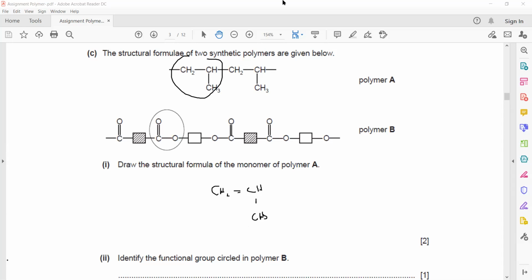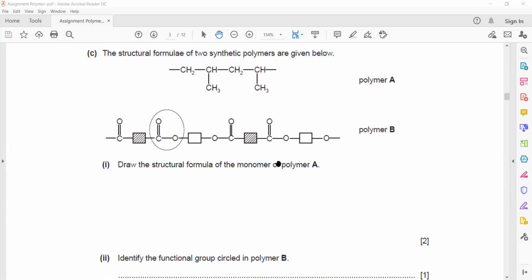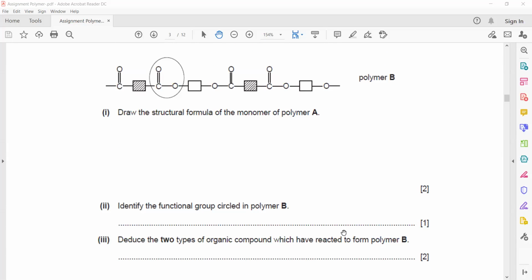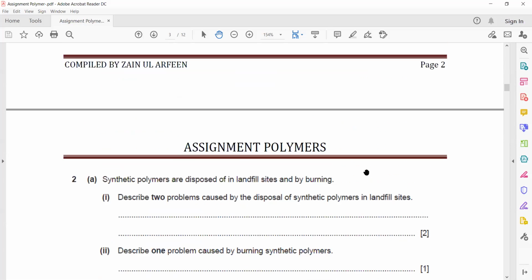Identify the functional group circled in B. Which group is circled here? What is this group? So that is the ester group. And deduce 2 types of organic compound which have reacted in polymer B. How is ester formed? So which 2 types of compounds will react to form this ester? So ester is formed by alcohol and carboxylic acid. Like one should be alcohol, another one should be carboxylic acid.